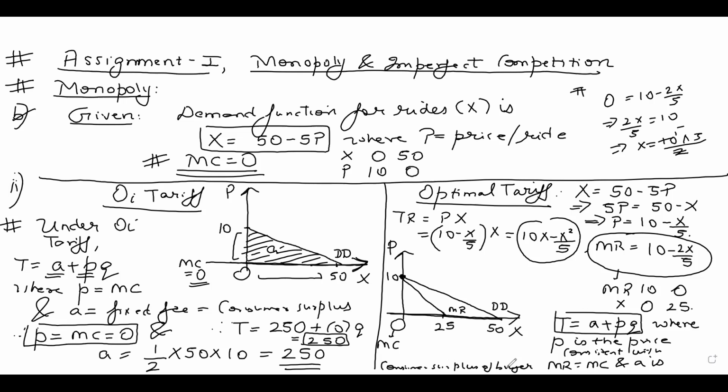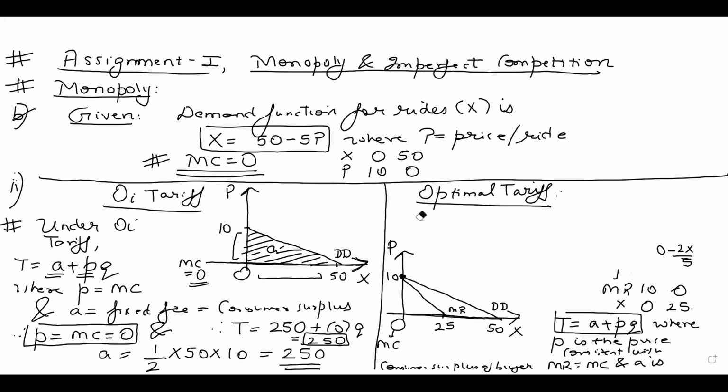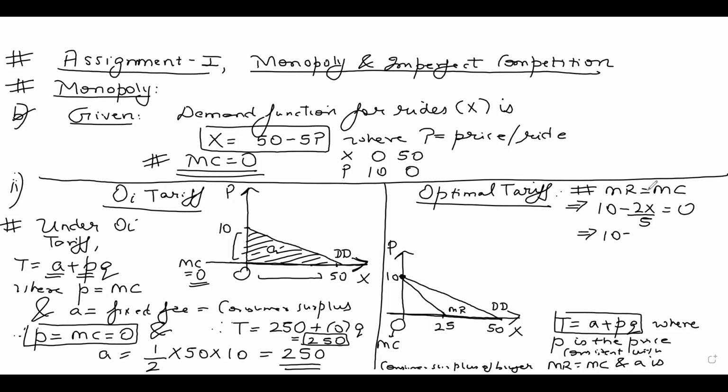So if I equate MR equal to MC, what do I get? Erasing the initial part off. So what I'm doing now is I'm equating MR equal to MC. So I can write MR equal to MC implies MR is how much? Our MR was 10 minus 2X by 5. MC was 0. So 10 is equal to 2X by 5, which implies my X is 10 into 5 by 2, which is 25. So my X is 25.